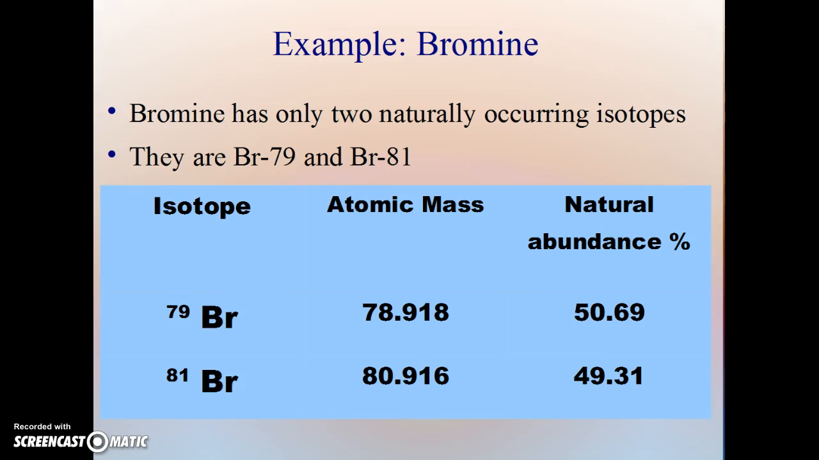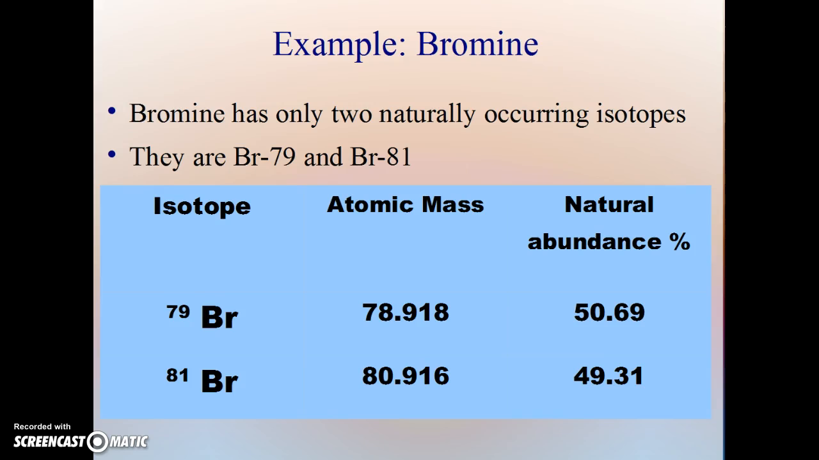Let's look at bromine, which has only 2 naturally occurring isotopes. Bromine 79 with a mass of 78.918. Remember, that little difference is called the mass defect from our nuclear chemistry back in first year. So bromine 79 and bromine 81, which has a mass of 80.916. Do you remember how to calculate the weighted average atomic mass from the mass of an isotope and its abundance? You might want to do that now.